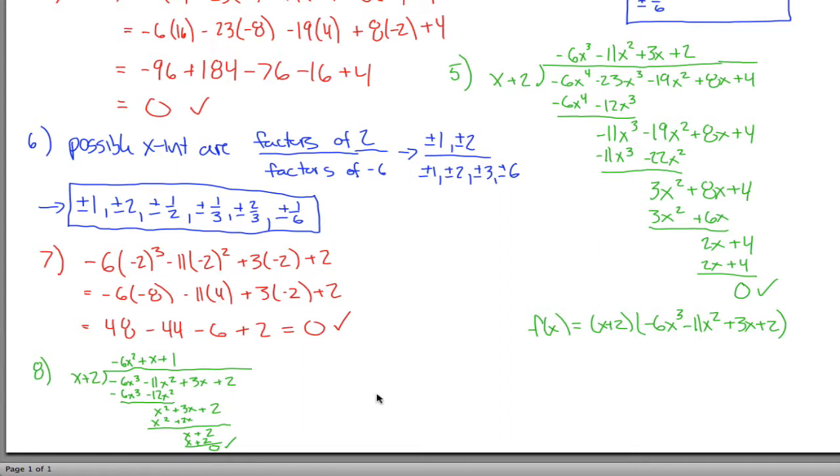That's good. What that means is that f of x is equal to x plus 2 times x plus 2 times -6x squared plus x plus 1. I had this x plus 2, which went here, this x plus 2, which goes here, and then what's left over is this.